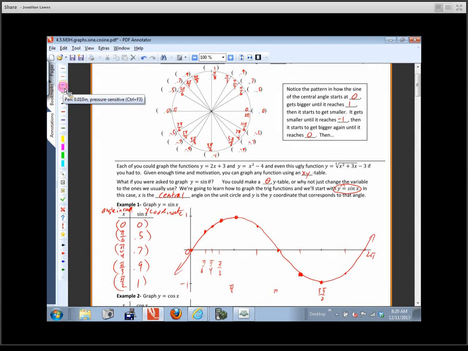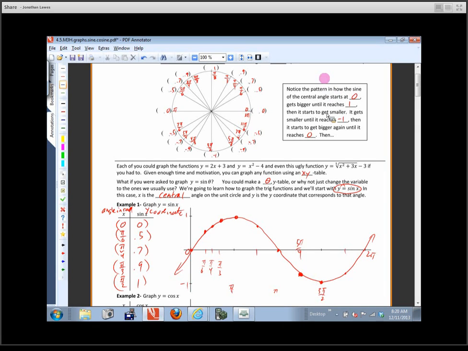Right here? Okay, that would be 5 pi fourths. That would be right here. So that'd be 5 pi fourths. We're going to come back and label a couple more points on this in a second. Okay? Any questions on how we got that?